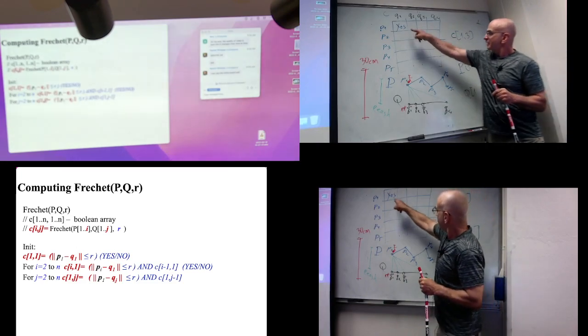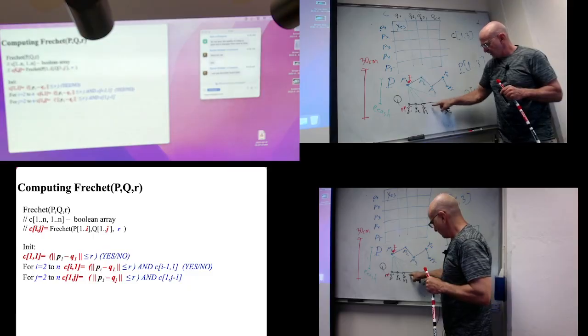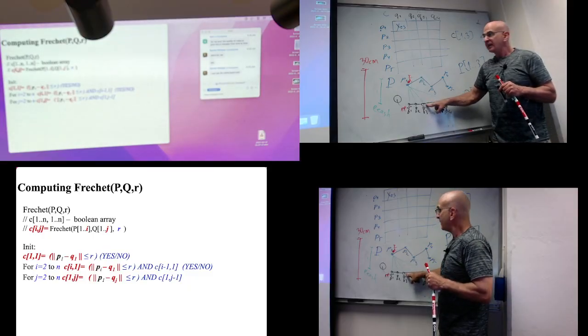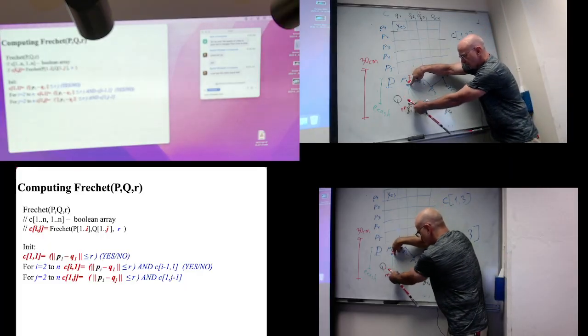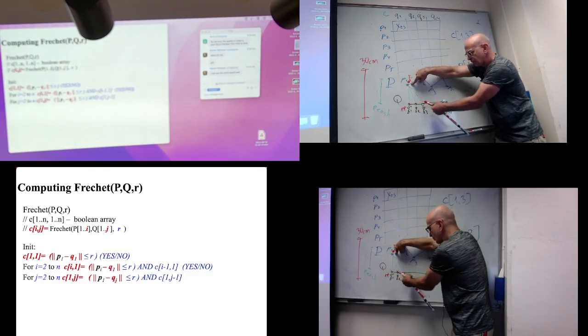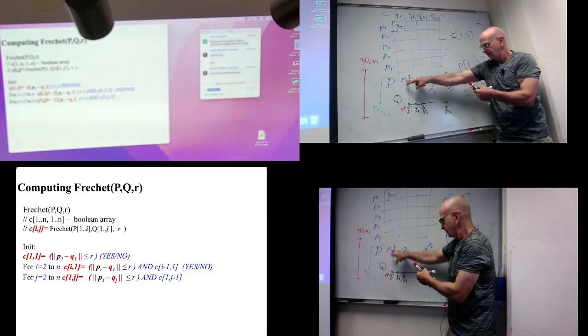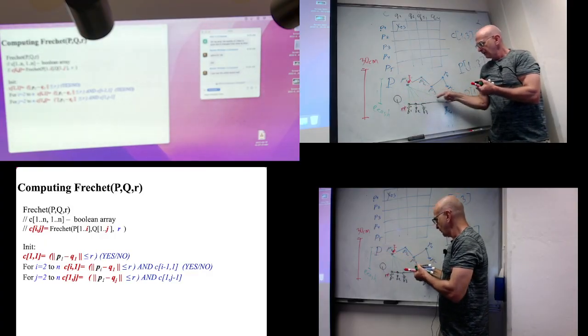Okay, I'm looking at C_1,3. The person is glued to P1. The dog is at Q3. And what should C_1,3 stand for? Whether the person can stand here and the dog will continue all the way from Q1, Q2, Q3, and be at no more than distance R, a leash of distance R will do.